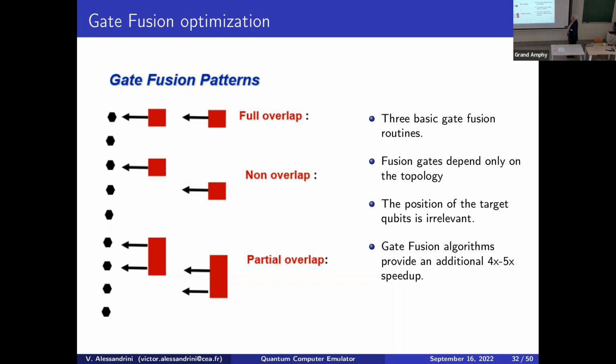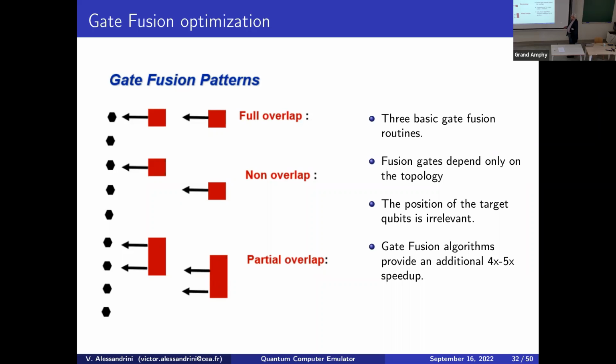And then fusion of 2 gates is trivial if they are acting on the same qubit. You just multiply the 2 by 2 matrices. Fusion of 2 gates, if they are acting on different qubits, is also trivial. You just take the tensor product of the 2 matrices. And instead of a 2 by 2 matrix, you have a 4 by 4 matrix, and that's it. That's trivial. What is highly non-trivial is fusing partially overlapping gates.